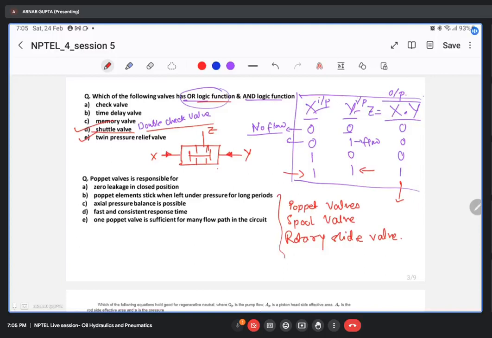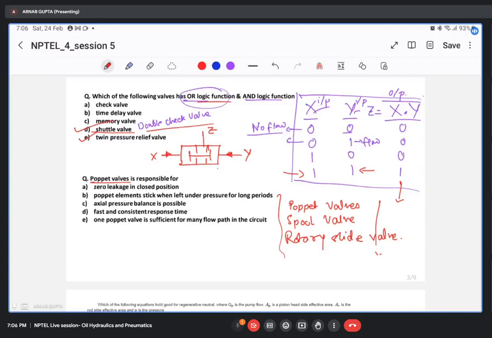In this particular question, it asks about the properties of poppet valves. Each of these three configurations comes with its own advantages and disadvantages, which include the ease of manufacturing, that is called manufacturability of the valve, then maintenance, longevity, and what pressure it can sustain. And again, compactness. So many such properties come into the picture. You have to choose accordingly.